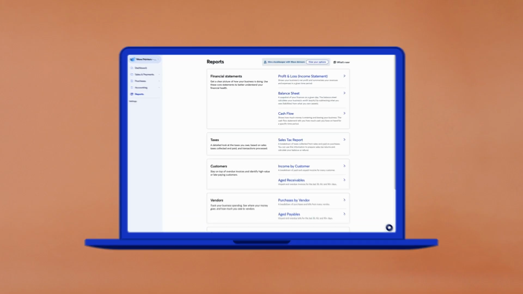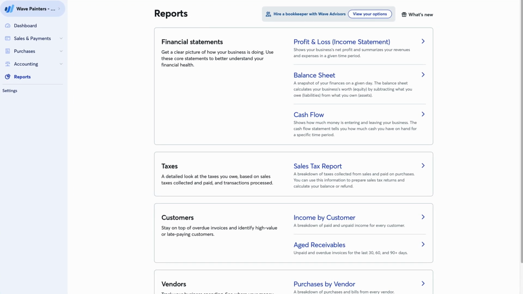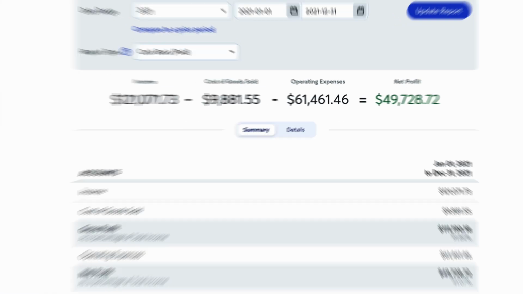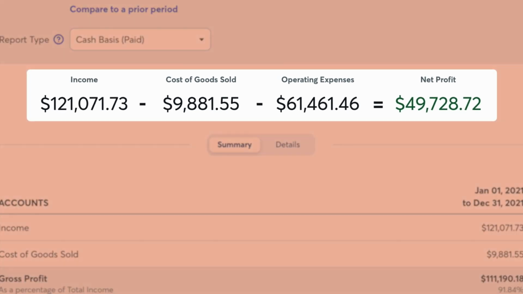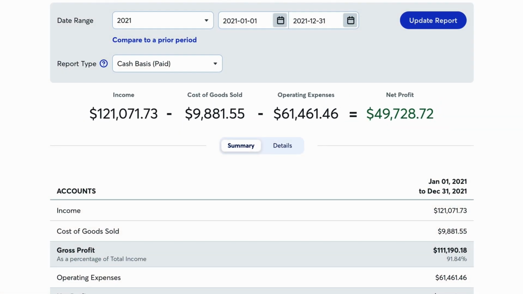Let's put all this into practice with a fully built out profit and loss statement. This one was built using the reports found in the Wave dashboard, which gives you immediate insight using all the financial data synced with Wave. To start, you can see a simplified snapshot that gives you a high-level view of your income, minus cost of goods sold and operating expenses, in order to show your net profit. But let's dive into a more detailed view.